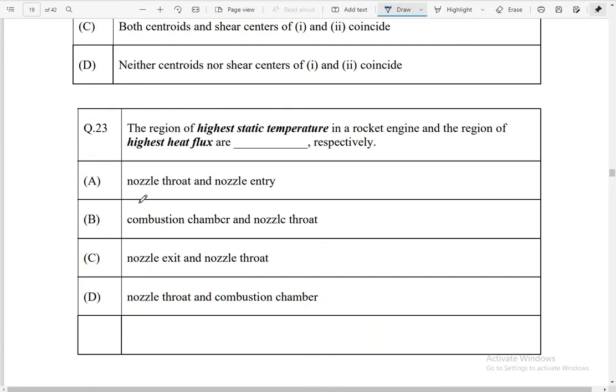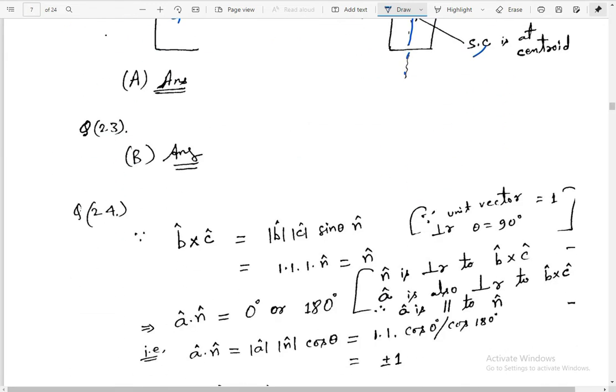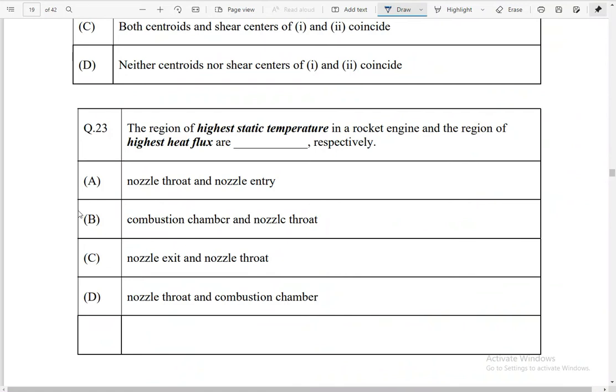Question number 23. The region of highest static temperature in a rocket engine and the region of highest heat flux are. Here you can see question number 23. The option is B. The highest static temperature must be in the combustion chamber, and the highest heat flux will be at the nozzle throat.